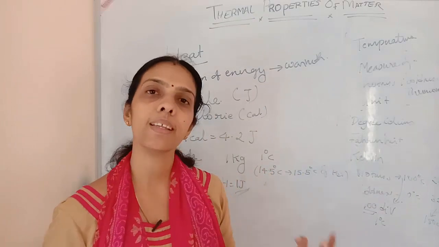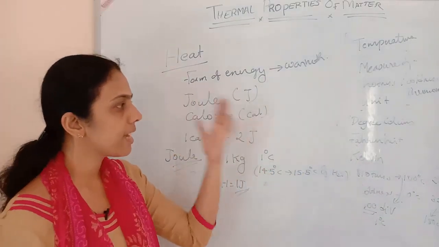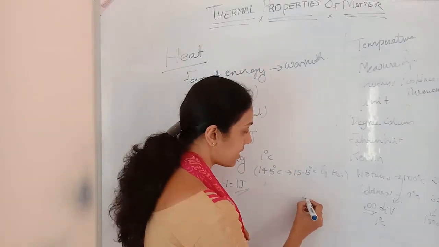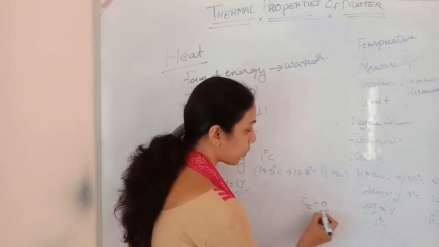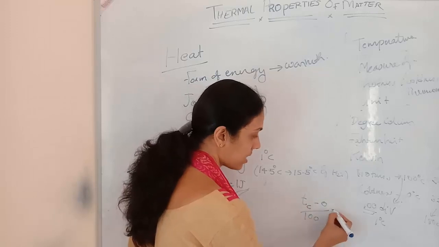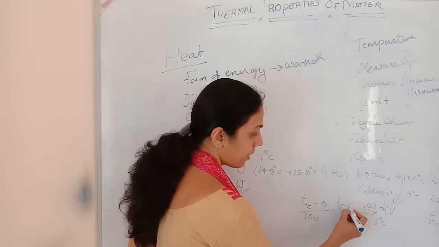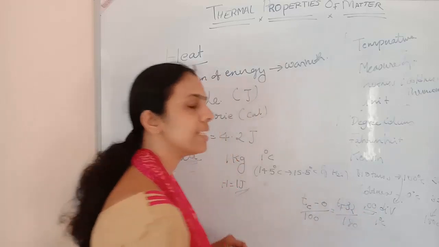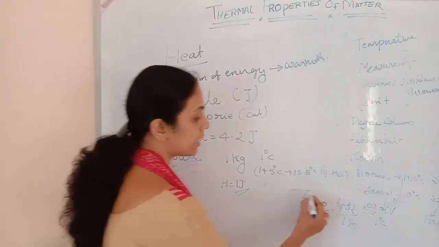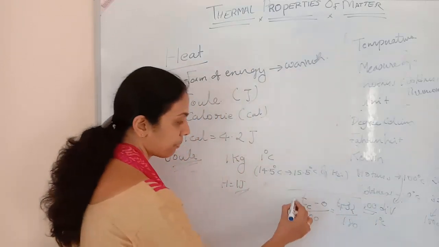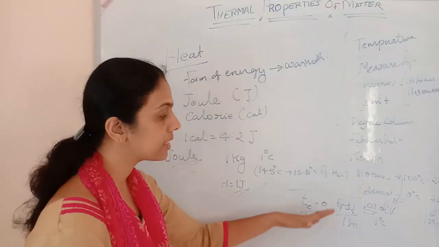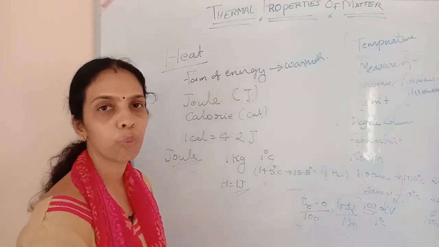So what is the relation connecting the Celsius scale and the Fahrenheit scale? Tc minus 0 divided by 100 equals Tf minus 32 divided by 180. This is the relation connecting the Celsius scale and the Fahrenheit scale.